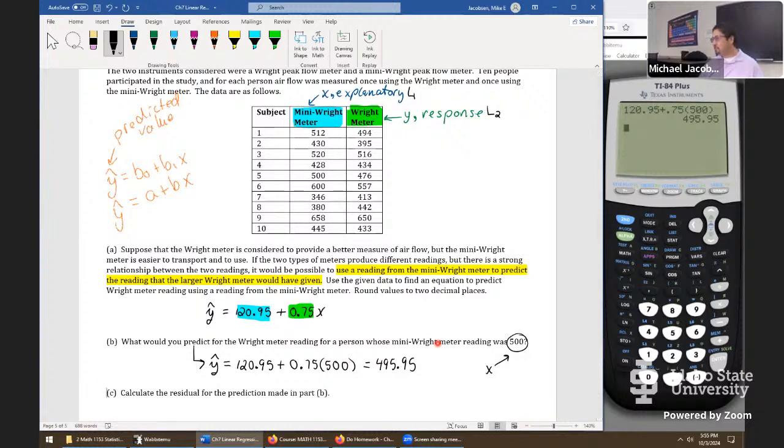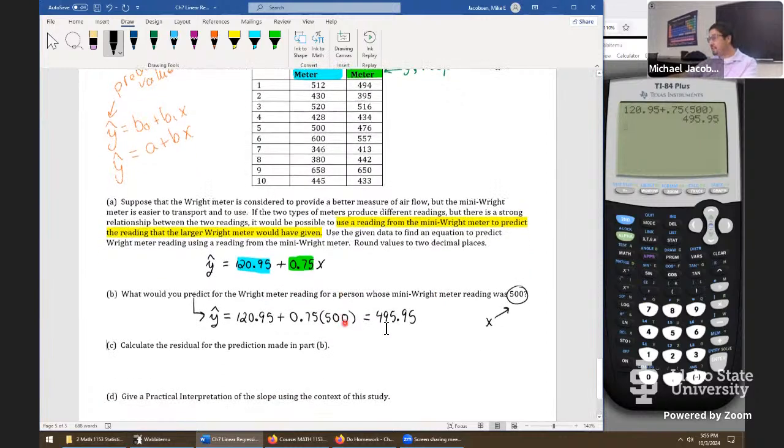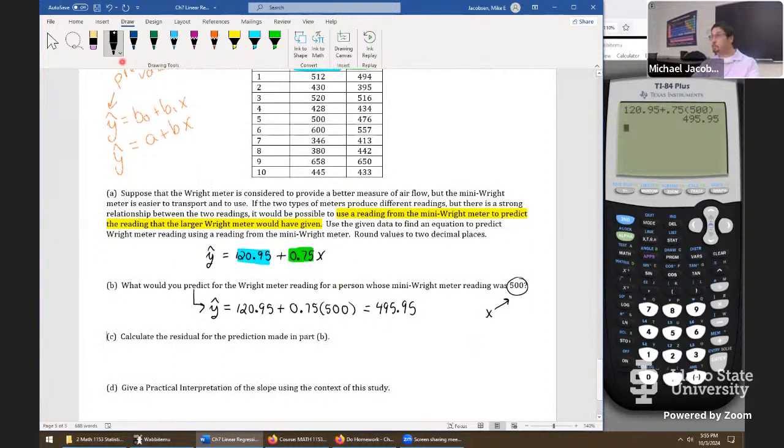Okay, now next, part C is asking us to calculate the residual for the prediction made in part B. That's a confusing question, so let's spend some time with that. First thing I always want to do is focus on this word. When the word residual comes up, you should think of this symbol, e. That's our author's symbol for residuals. By formula, it's always going to be this, a y value minus a y hat value.